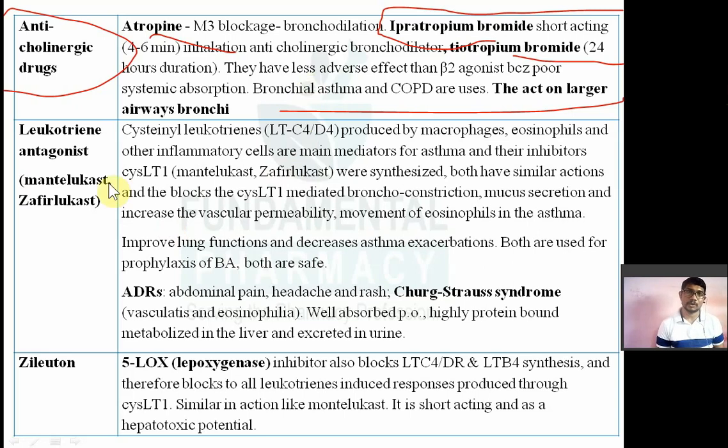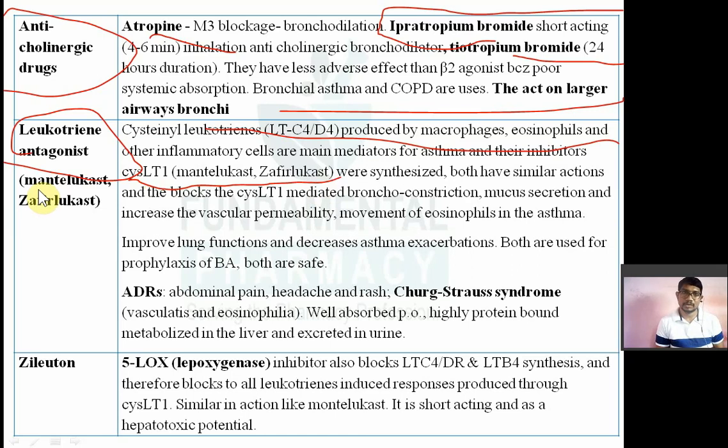Now another category of drug is the leukotriene antagonists, or leukotriene receptor blockers. Cysteinyl leukotrienes, LTC4 and LTD4, are produced in macrophages, eosinophils, and other inflammatory cells, and they are the main mediators of asthma. Their inhibitors, the cysteinyl leukotriene receptor 1 blockers, are Montelukast and Zafirlukast.